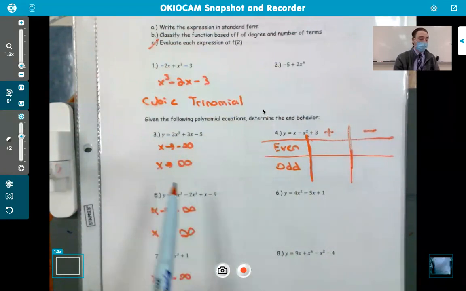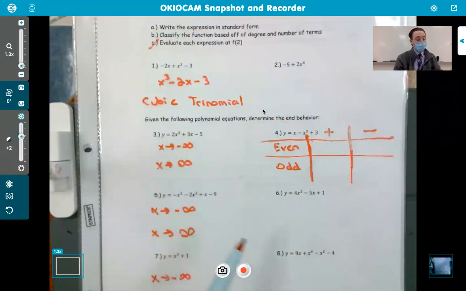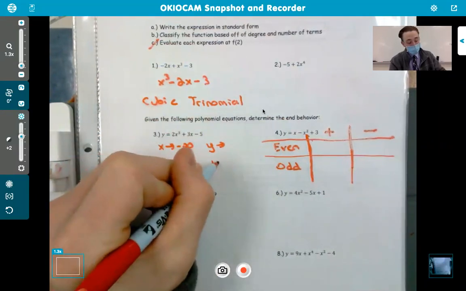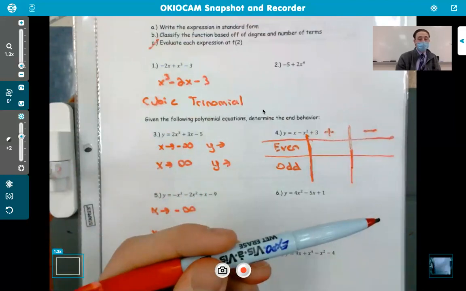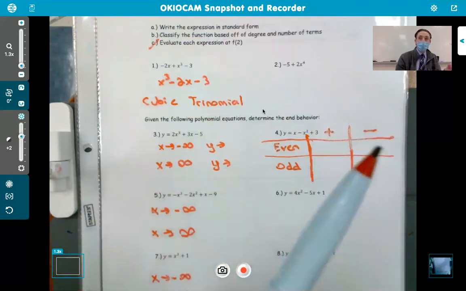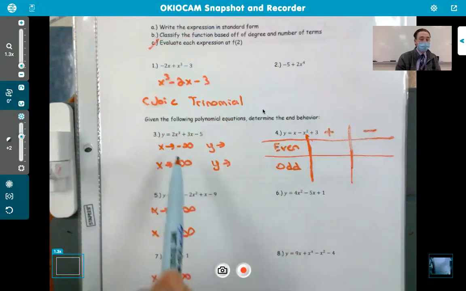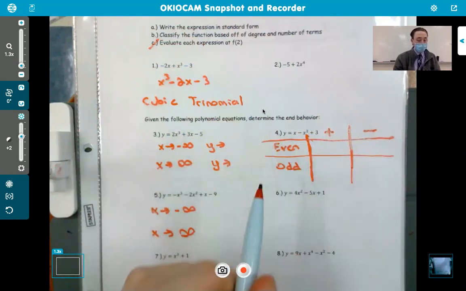In each of these, and what you're going to see tomorrow on the quiz, it'll say as x approaches negative infinity, what is y doing? As x approaches positive infinity, what is y doing? So essentially that's saying as I go to the far right on my x-axis, are my y values increasing or decreasing? As I go to the far left on my x-axis, so as I approach negative infinity, are my values increasing or decreasing? All right. If it was even and positive, they're both increasing.